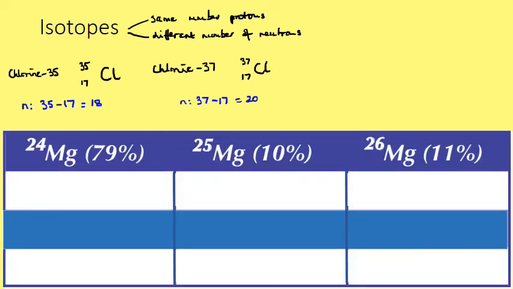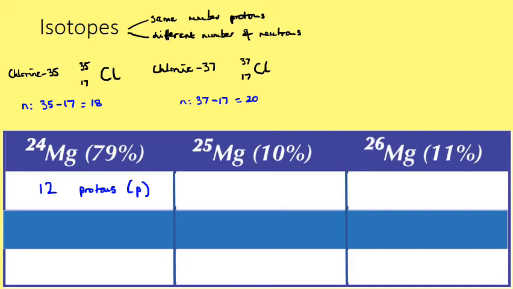Just to make sure we've got it, let's have a look at magnesium this time. Magnesium naturally comes in three different isotopes: magnesium-24, magnesium-25, and magnesium-26. If we work out the number of protons, neutrons, and electrons for each isotope, it's still magnesium, so from your periodic table it's going to have 12 protons.